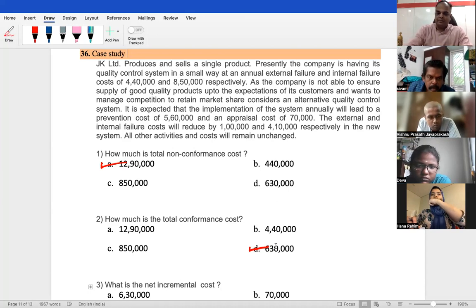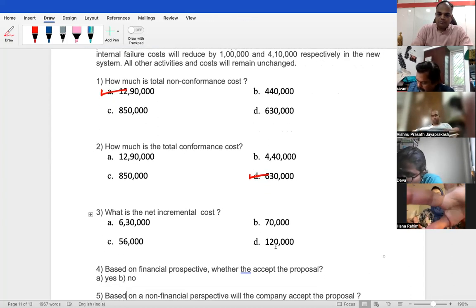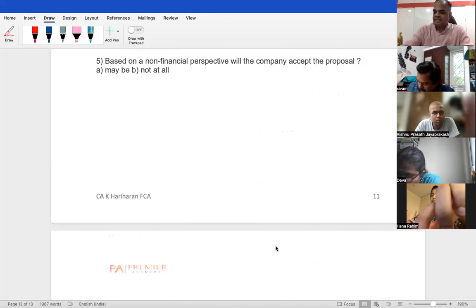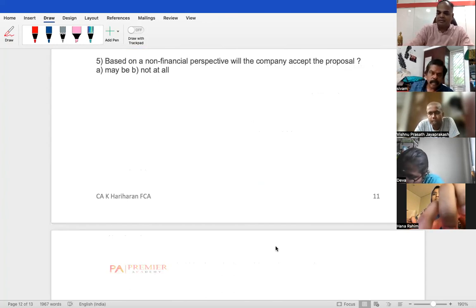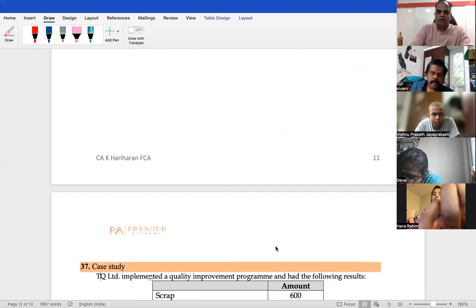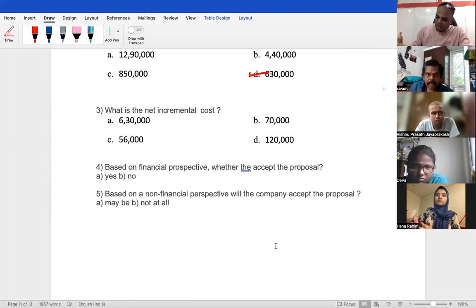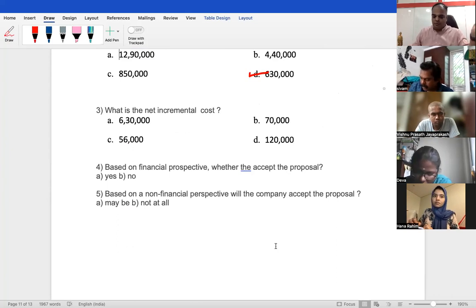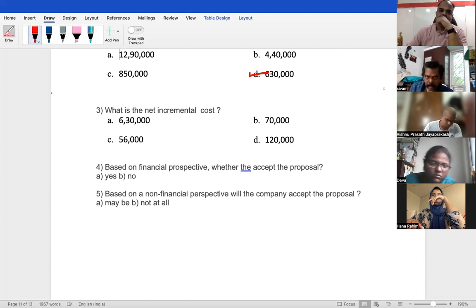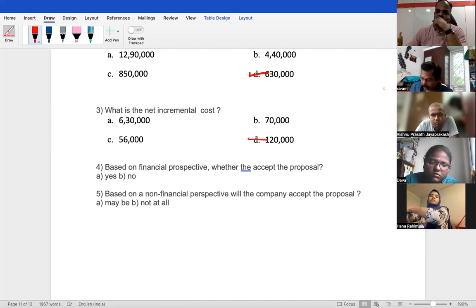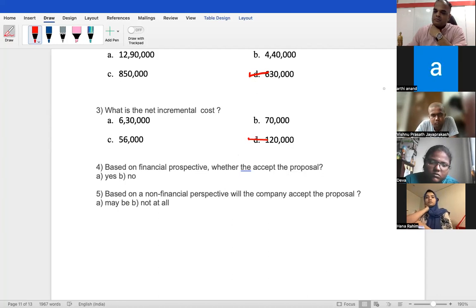So how much is the net benefit to the company then? 6 lakh 30 we have to implement. 5 lakh 10 we are getting as benefit. Am I right? If I implement at a cost of 6 lakh 30, I can save 5 lakh 10,000. So the net incremental benefit to the company is how much? 1 lakh 20,000. Understood? Or shall I repeat once again? Understood, sir.